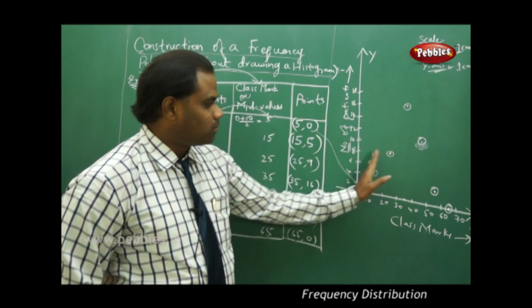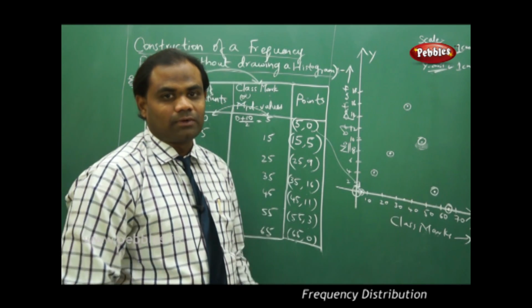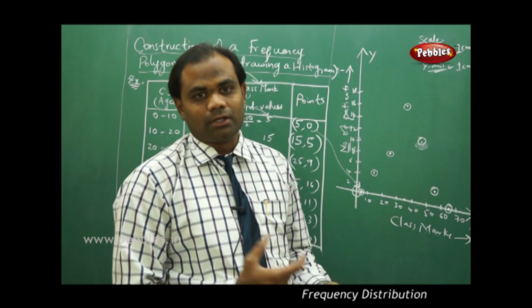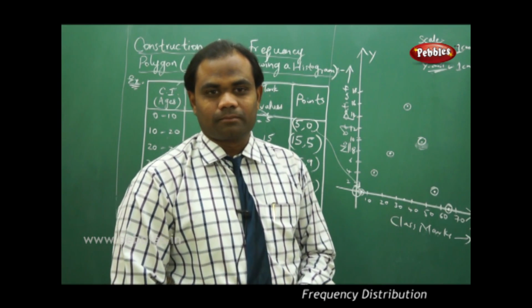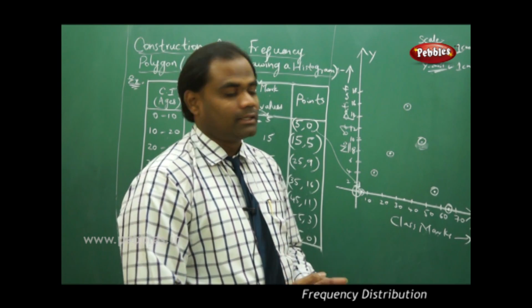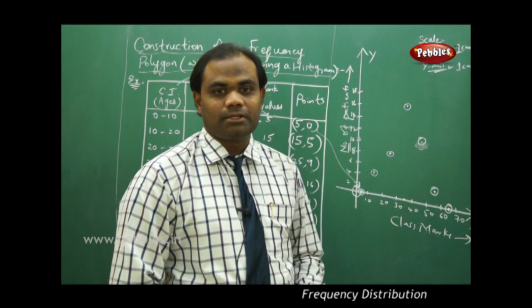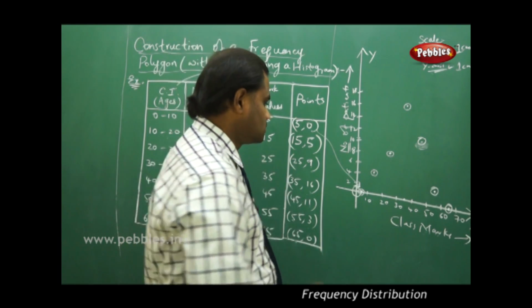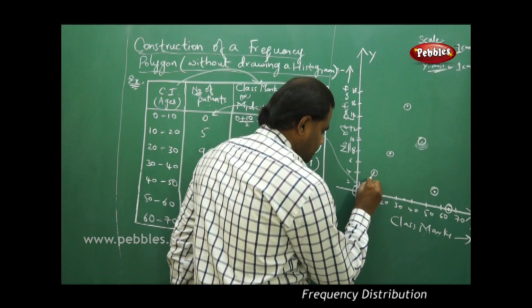Now I have the set of points plotted on the xy coordinate system, and these points, when joined continuously using a ruler, will form a frequency polygon. That's it. We don't have to construct the histogram, but directly we can construct the frequency polygon by just plotting those points and then joining them with a ruler. So let's see how we can do it exactly straight.